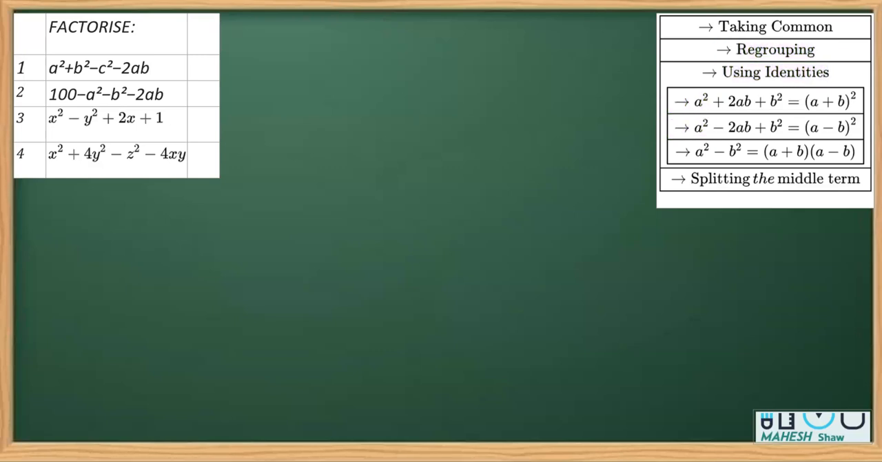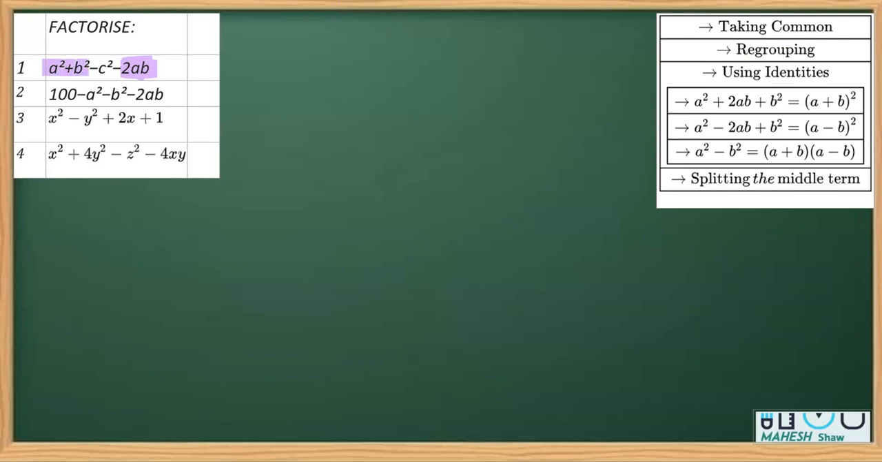So first, let me copy the first question. In order to solve this, we can see that there are 3 square terms and one non-square term. Now identify the non-square term. Focus only on the non-square term. It is a product of a and b. So clearly the identity has to be formed with a and b and not c.